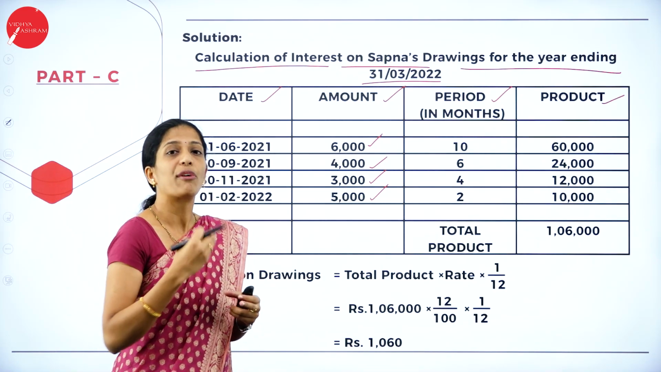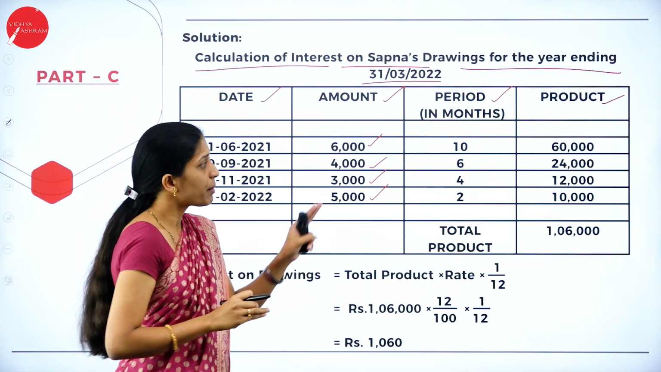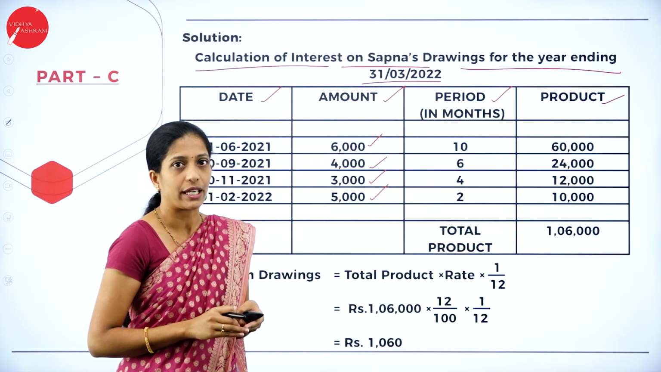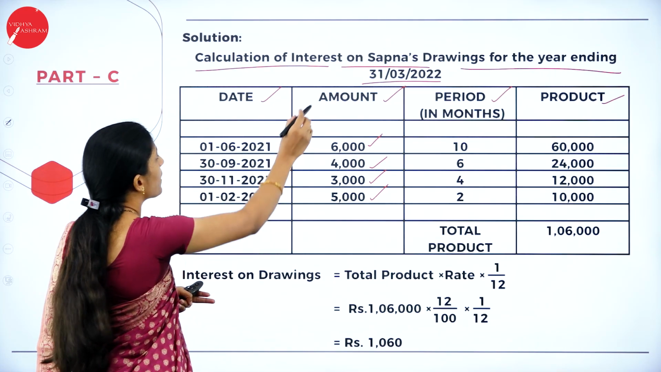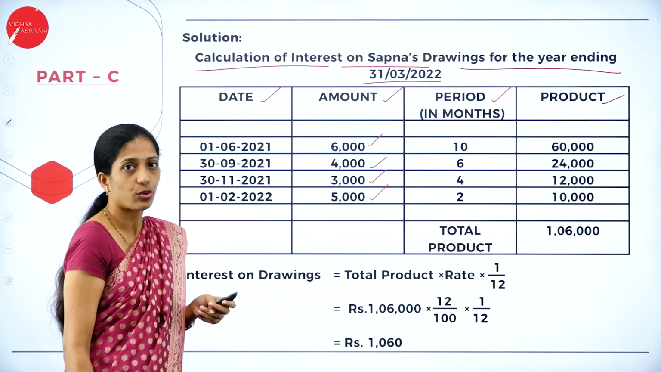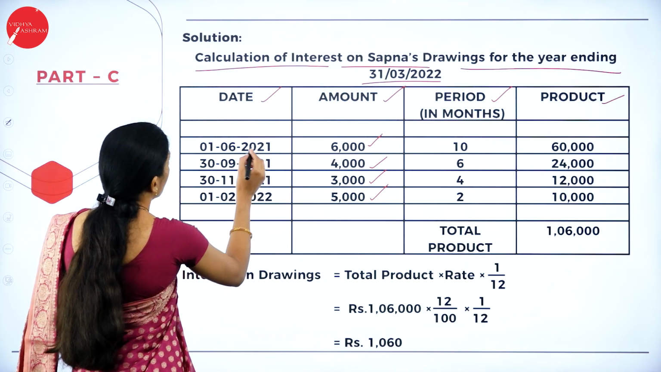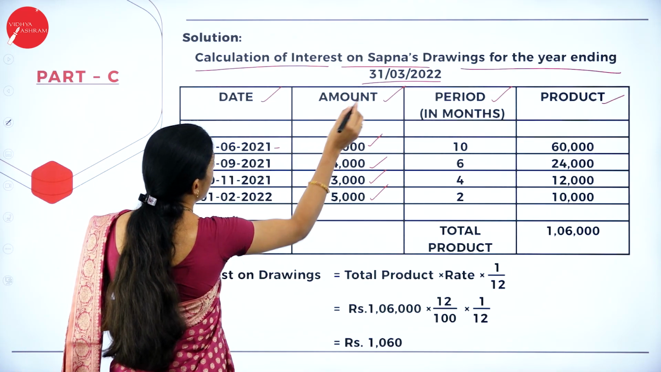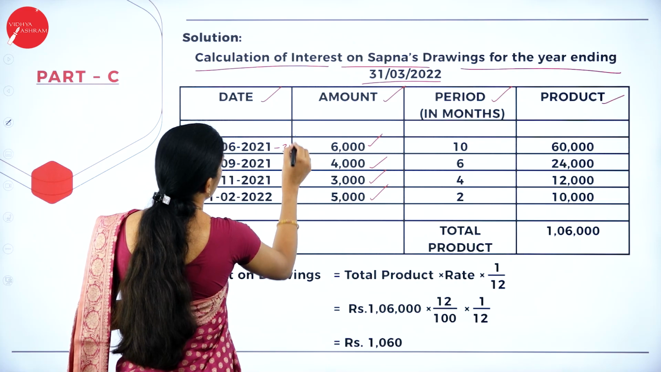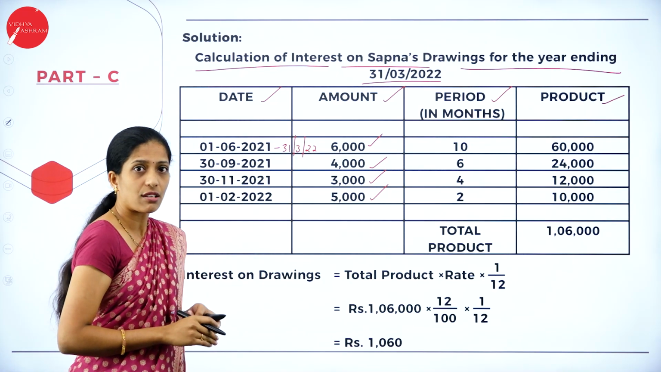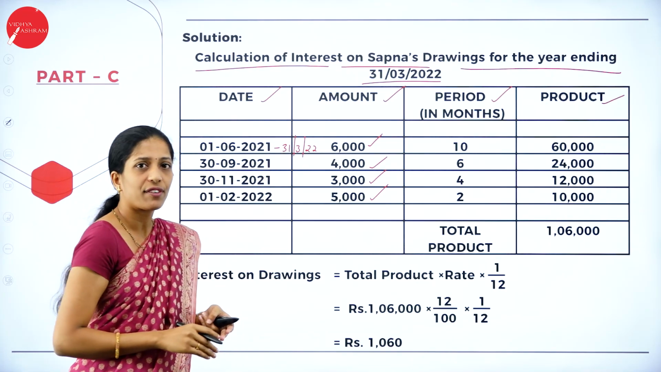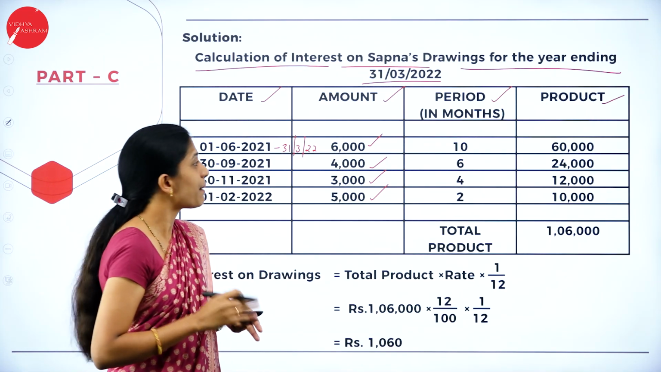Now, while calculating periods in month, you have to be very careful. You have to know how to calculate the periods in month because product can be easily calculated. So, periods in months, you have to make sure what is the year ending: 31st/3/2022. From the date of drawings till the end of the year, so from 1/6/2021 to 31st/3/2022. So, what is a month?